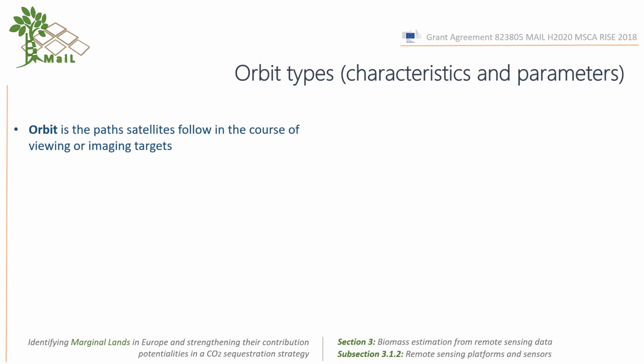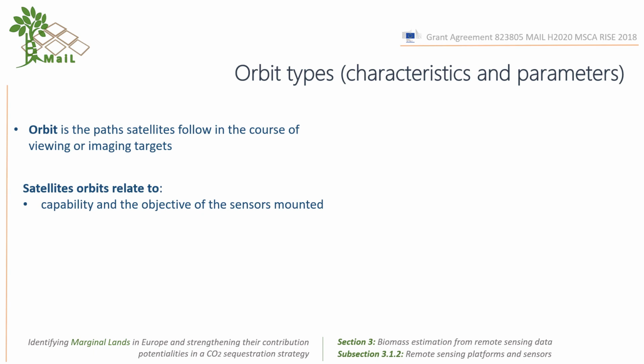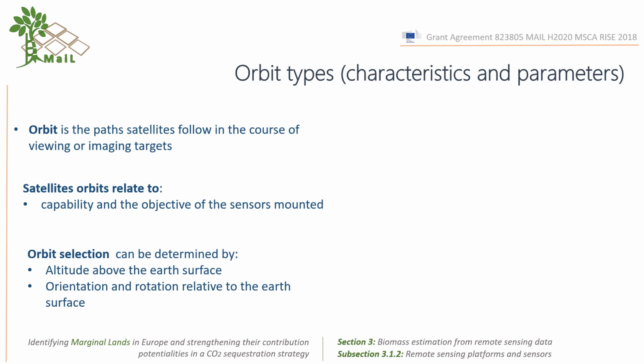Orbit is the path that satellites follow in the course of viewing or imaging targets. And satellites' orbits relate to the capability and the objective of the sensor mounted. And orbit selection can be determined by altitude above the Earth's surface, orientation, and rotation relative to the Earth's surface.